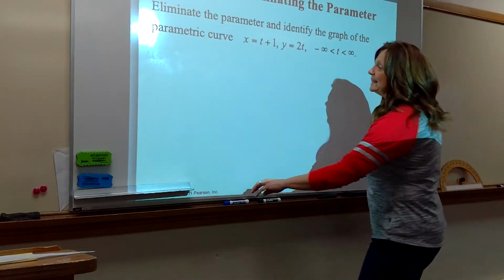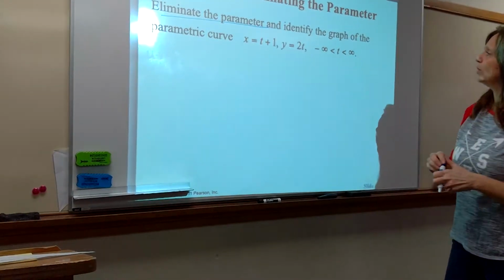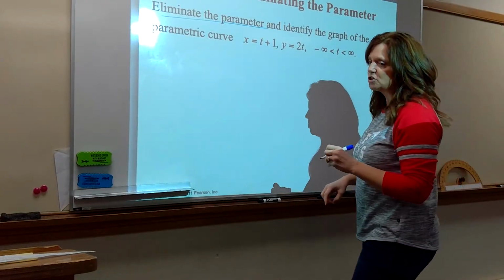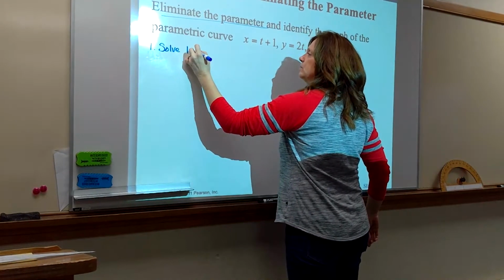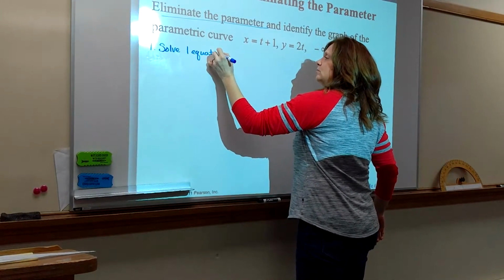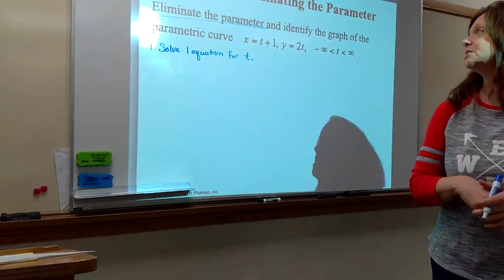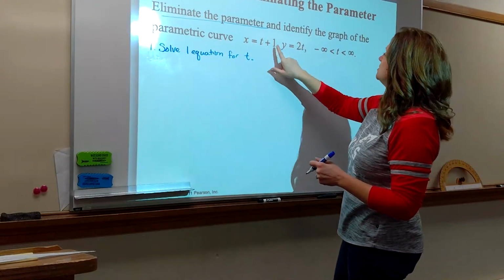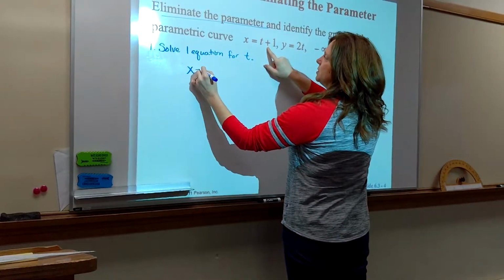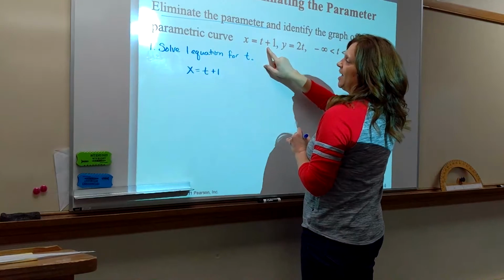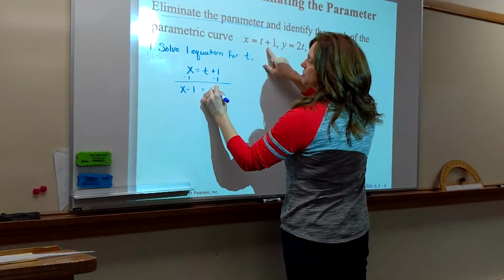So it says eliminate the parameter, which means get rid of the t, and write it as just a regular old function. So the first thing I want you to do is solve one equation for t. You get to pick which one you want to, probably the one that's easier. So if I look at solving this one for t or that one for t, I'm just going to pick this one. So I'm going to do x equals t plus 1, and I'm just going to subtract 1 from both sides, and I get x minus 1 equals t.